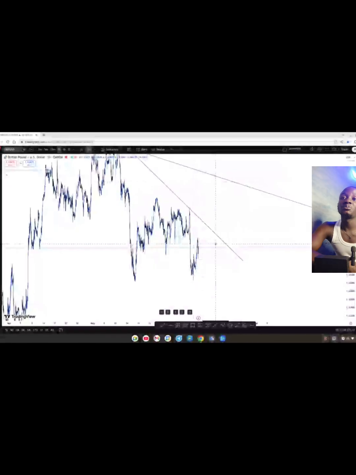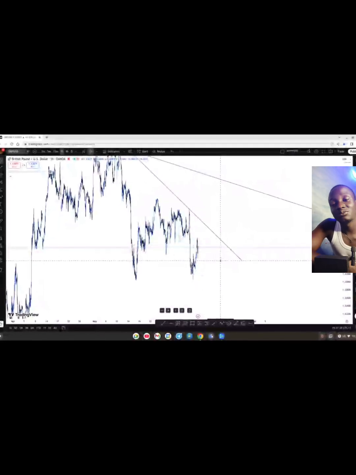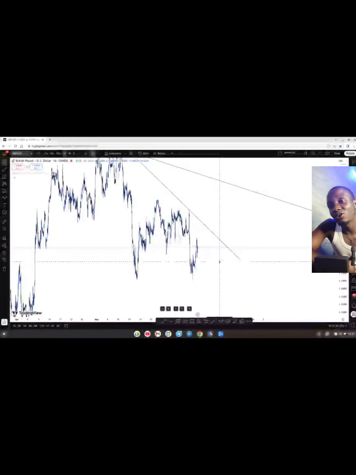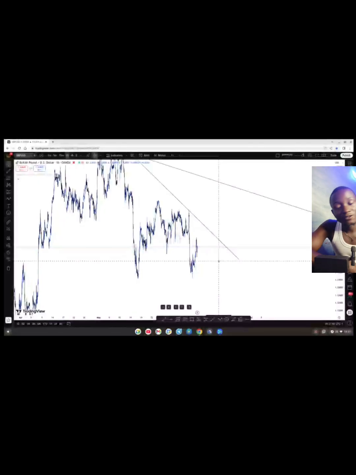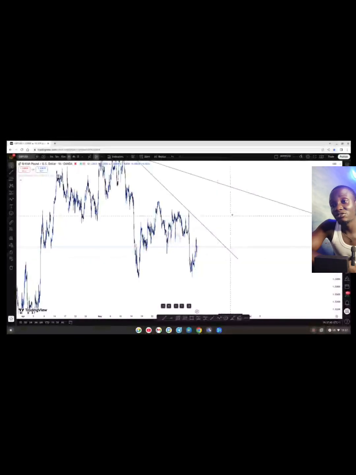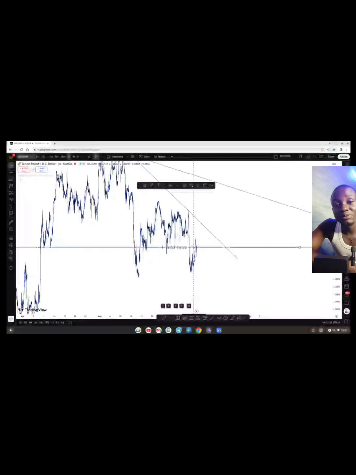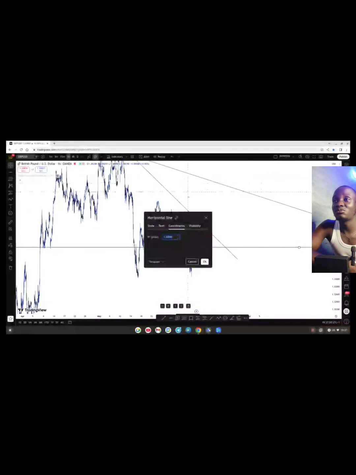Now, let's block out our horizontal line, which will serve as psychological level, and also serve as support and resistance. If you have not understood how psychological level works, drop a comment in the comment section, and I will do a video for that. So now I'm going to put in a random number as usual. What will I pick? Let me pick from 3,300.